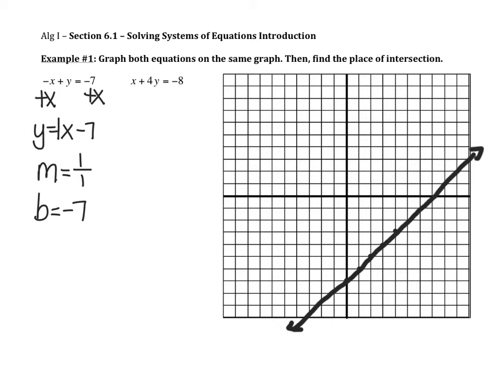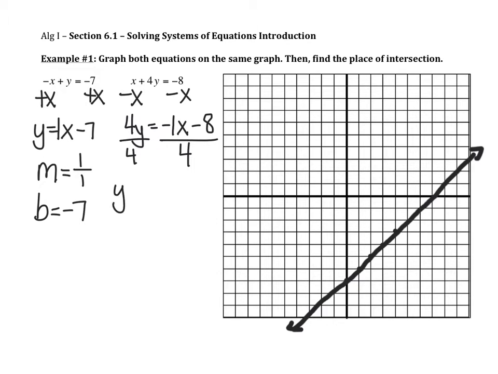Let's move on and graph our second equation, x plus 4y equals negative 8. Keep in mind I want to get the y by itself. So my first step would be to subtract the x from both sides. So I end up with 4y equals negative x minus 8. It's easier if we put the x first. And remember, there's a negative 1 in front of that x, because when I divide by 4, I have to divide both terms on the right side by the 4.